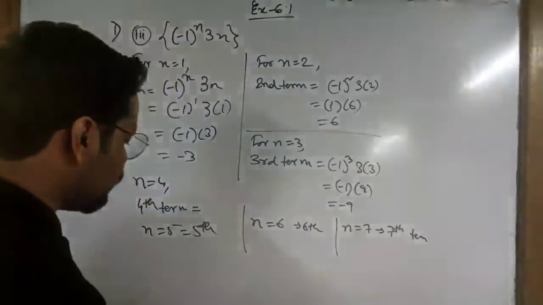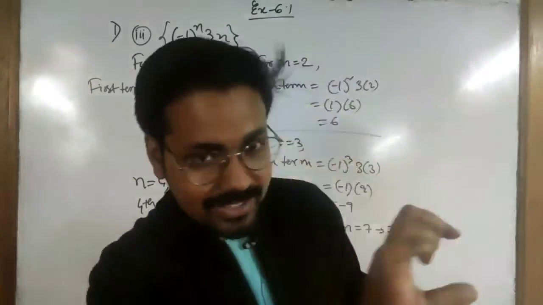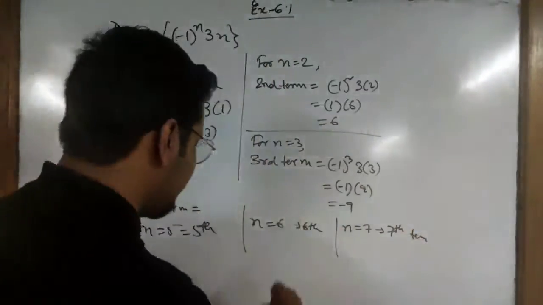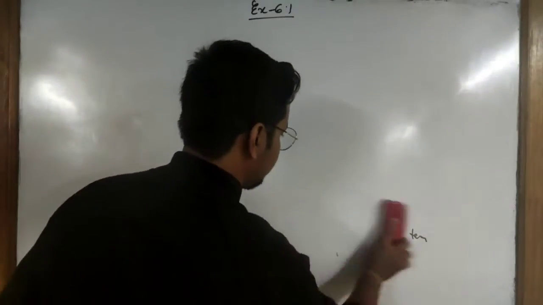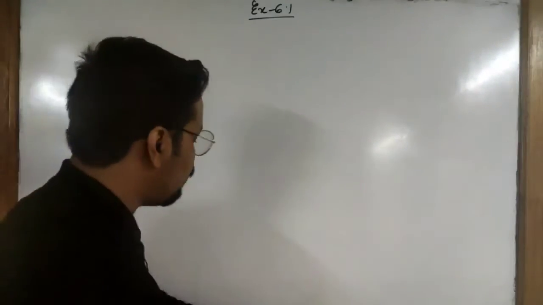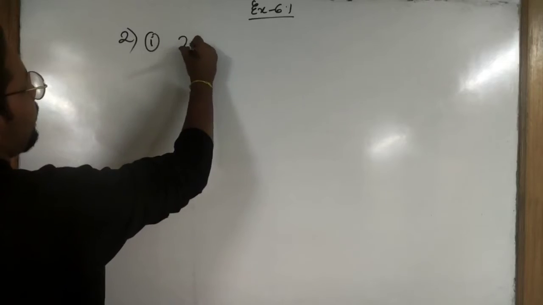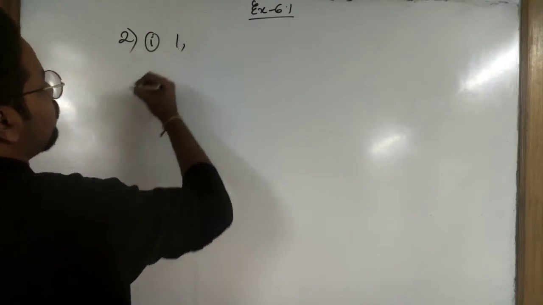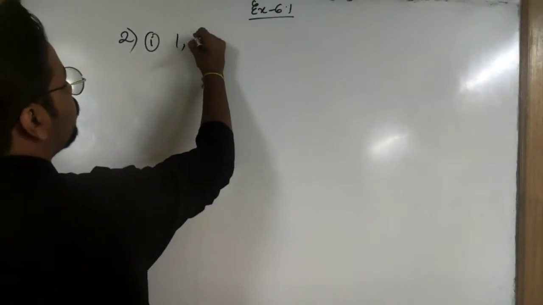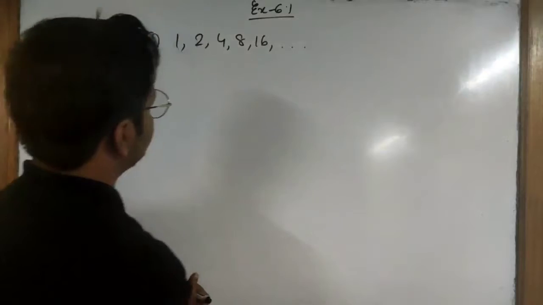Okay, now let's move on to question number 2. In question number 2, you have to actually find the general term. They've given us a sequence, and you have to find a general term, just like we did before. Let's try. So let's try number 1. We have 1, 2, 4, 8, 16, dot dot dot.